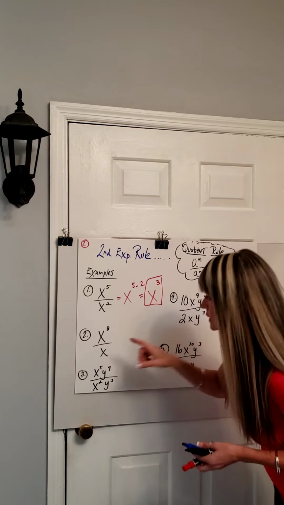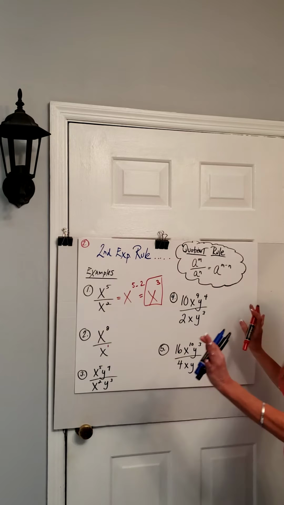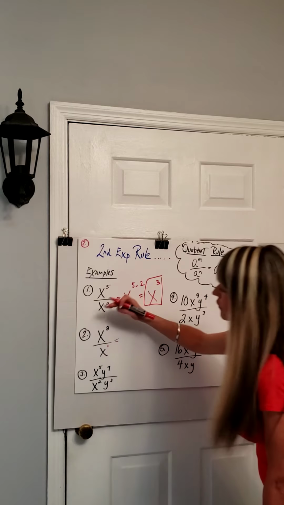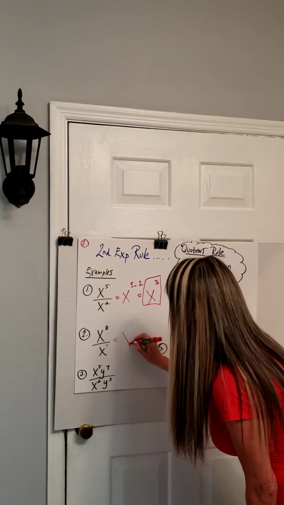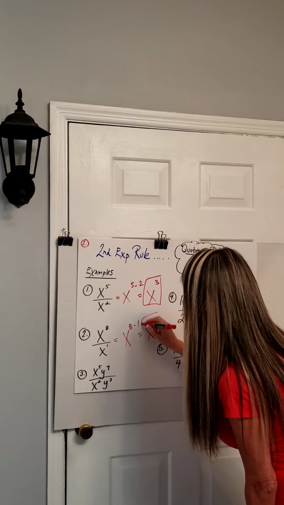You're going to see here, you see the 8. You do not see the 1 here. It's not illegal to put it. I'd put the 1 and make your life easier. All right, so we have 8 on top, we have 1 on the bottom. We're going to subtract those. And the answer would be x to the 7th.